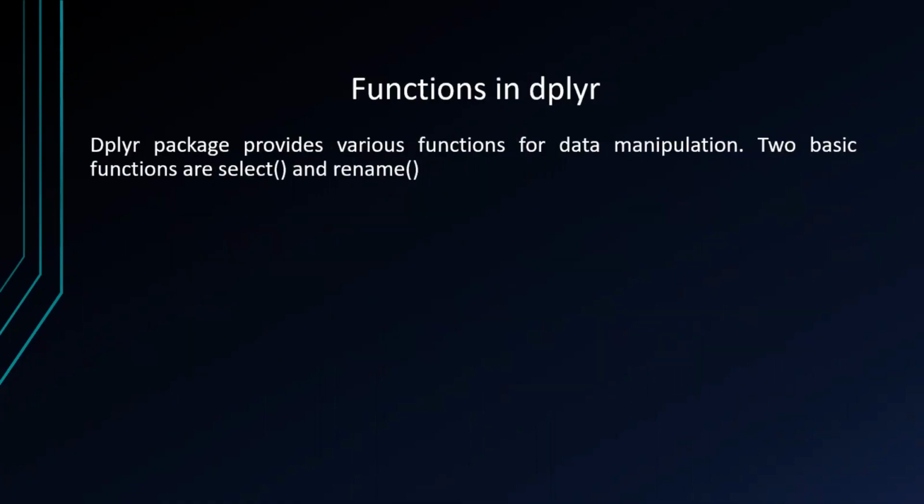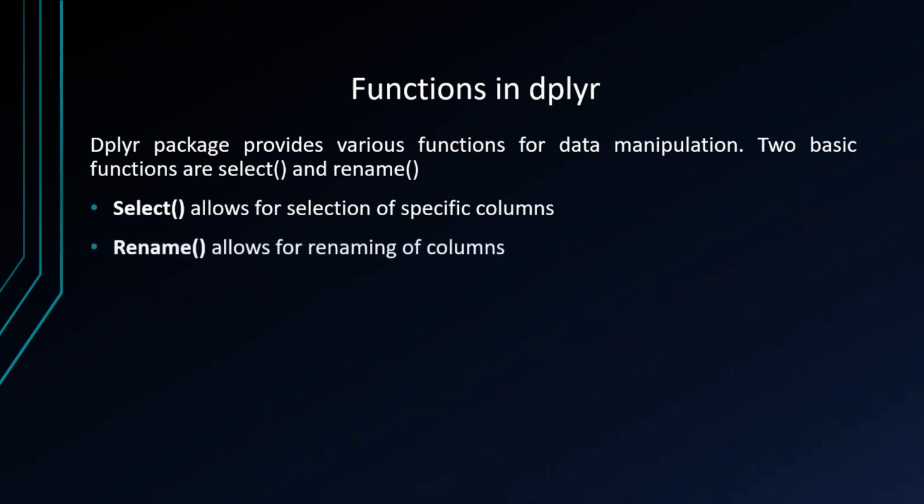Next, we have functions in Dplyr. The Dplyr package provides various functions for data manipulation. Two basic functions are select and rename. The select function allows for selection of specific columns. Rename allows for renaming of columns. But before using these functions, first of all, we need a data frame or table to perform operations on.